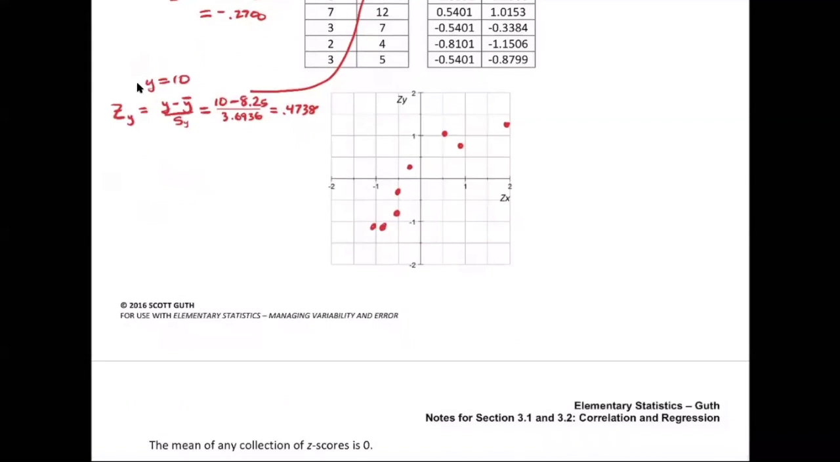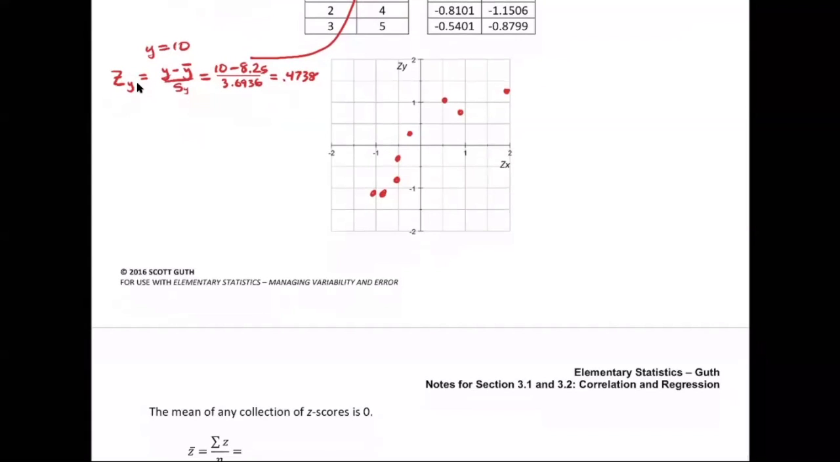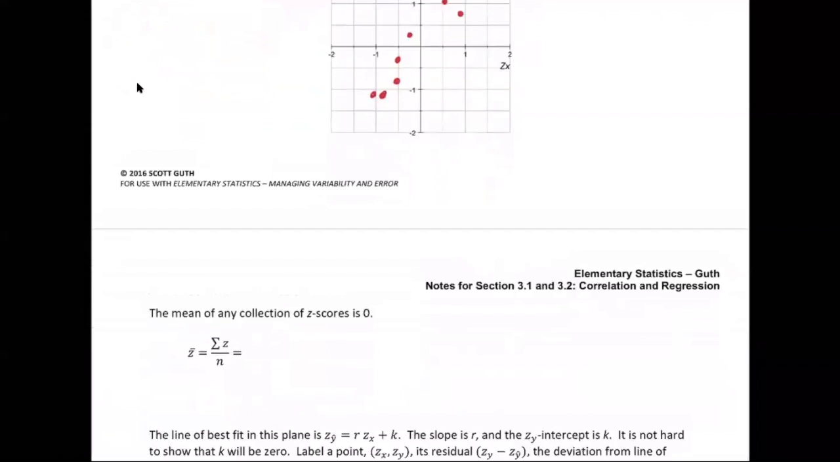So all we've done is change the axes. The x-axis is different. The y-axis is different. You may remember z-scores have a mean of 0, so this centers the x's on 0 and the y's on 0, and just puts it into a new coordinate system, but the geometry is the same.